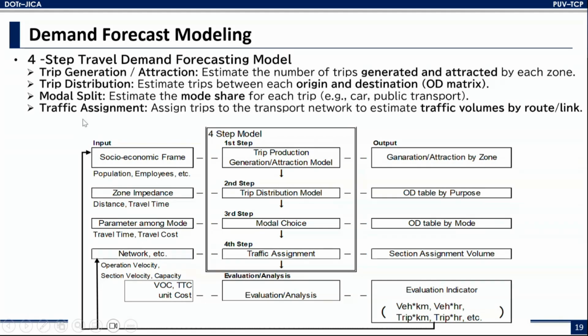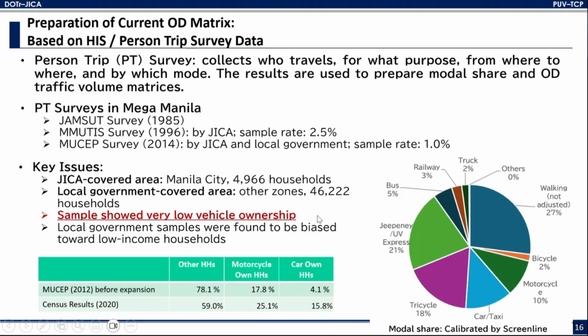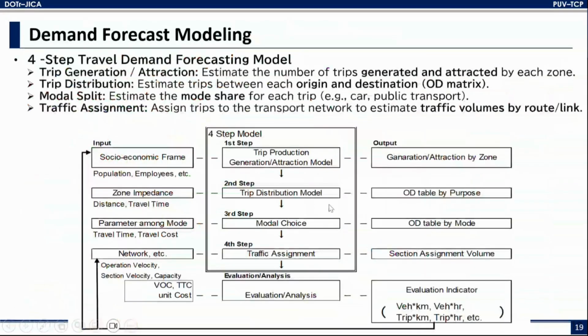And the demand forecasting modeling strategies. And the fourth step, travel demand forecasting models, is this one showing is a little bit complicated for you. However, this part, developing the traffic demand models, can be more expanded into this figure.